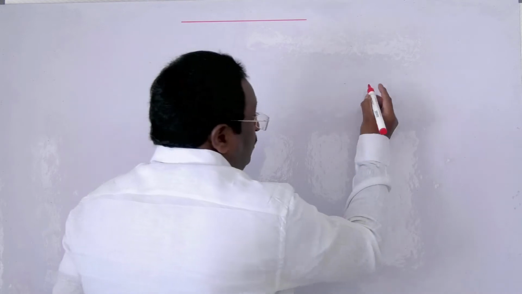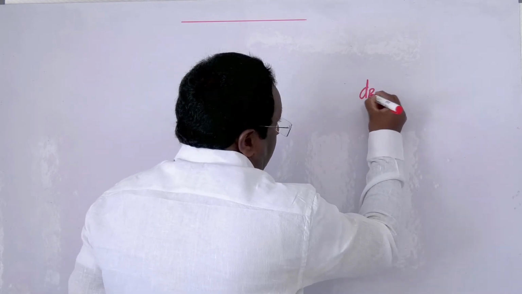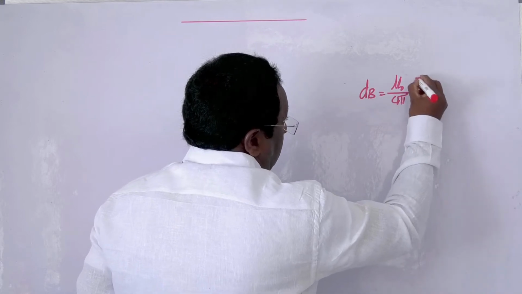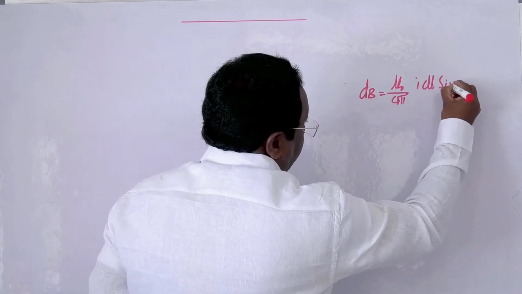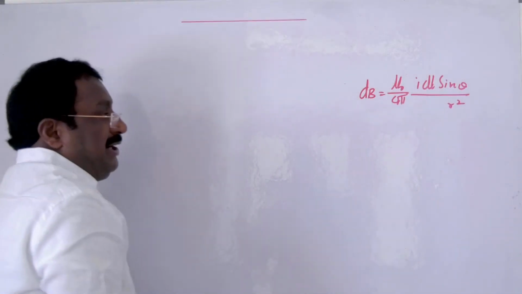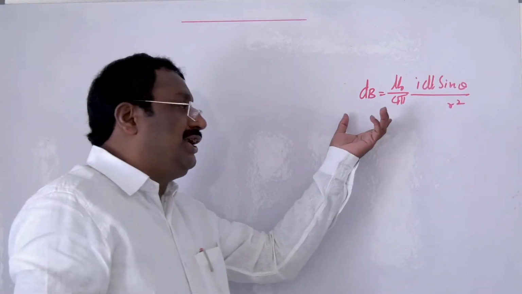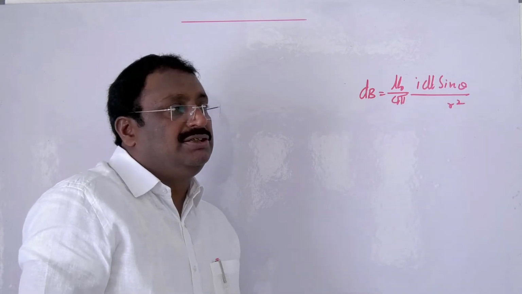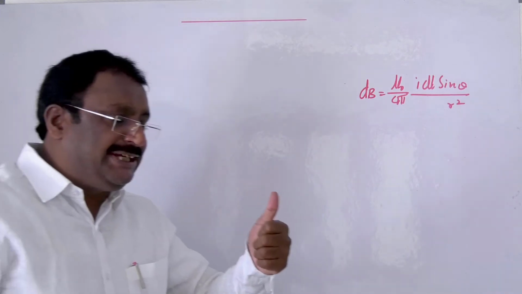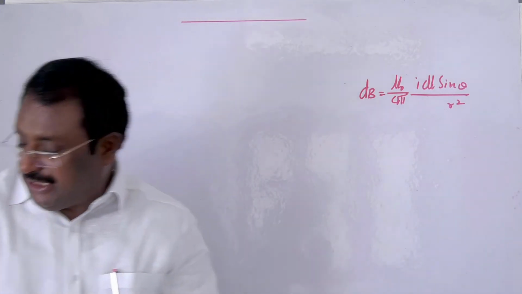Good morning to all. In the previous class, we studied the Biot-Savart law: dB is equal to mu naught by 4 pi, I dl sin theta by r square. That gives the magnetic field due to a small element of a current carrying conductor. Today, I am going to talk about the magnetic field due to a straight current carrying conductor.